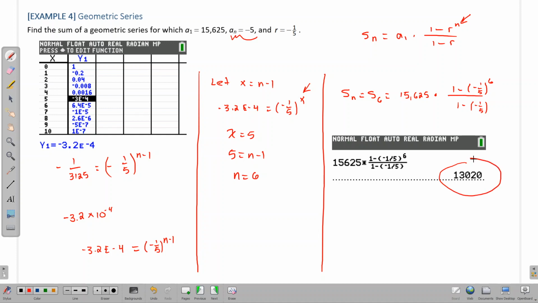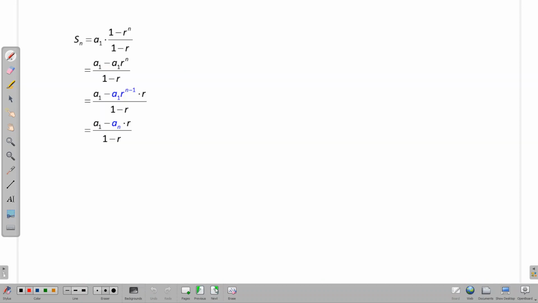Okay, that's a pretty messy process. So could we come up with an easier way? We can, but we're going to have to manipulate the sum formula. So this is the sum for a geometric series that we've been using for the whole set of notes, and we're just going to modify it slightly. So the first thing I'm going to do is distribute this back through the top, multiply it by each term in the numerator, which takes us back to this form.